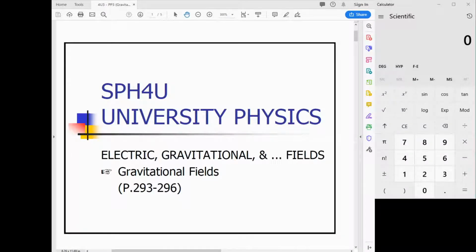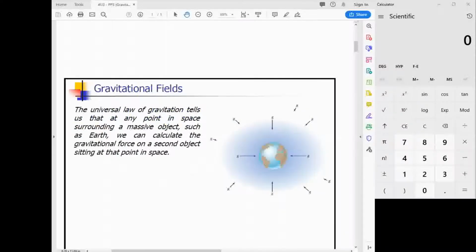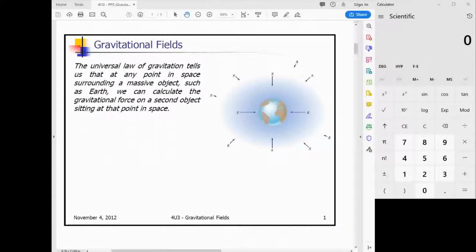So our next lecture is gravitational fields, and this is still part of 6.1 in your textbook. It's just a bit further into that section. Now, the universal law of gravitation tells us that at any point in space surrounding a massive object, such as the Earth, we can calculate the gravitational force on a second object sitting at that point in space.